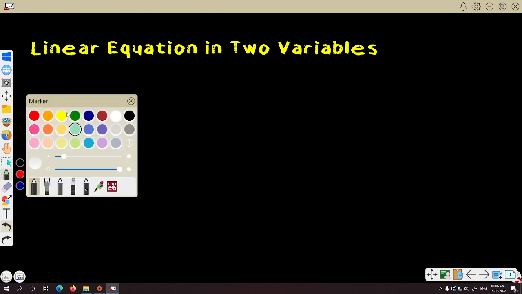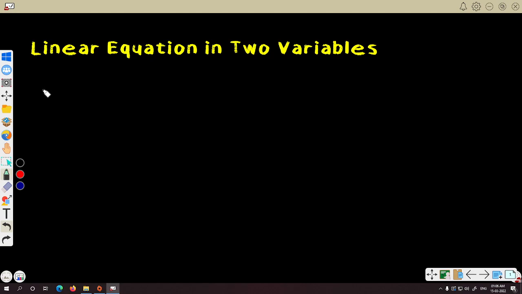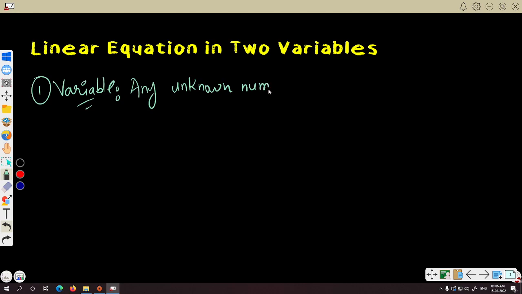Fine. So the first term that we will discuss in this particular lecture is what are variables. Now, many of you might know what are variables, but still, I'll give you a definition of what a variable is. Variables are defined as any unknown numerical value. Any unknown numerical value is regarded as a variable.